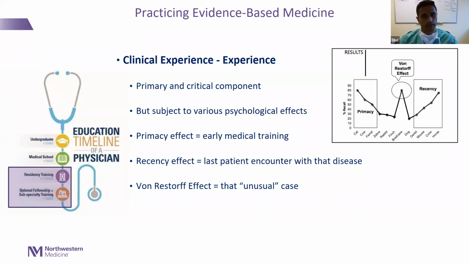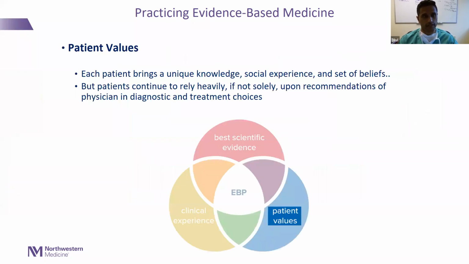So similarly, clinical experience can maybe lead you astray in that sense. And finally, the last part of that Venn diagram is patient values. Each patient brings a unique knowledge, social experience, and set of beliefs that's important to consider. But patients continue to rely heavily, if not solely, upon the recommendations of the physician. So in the end, it comes down to you, taking into account their beliefs and their social experience.